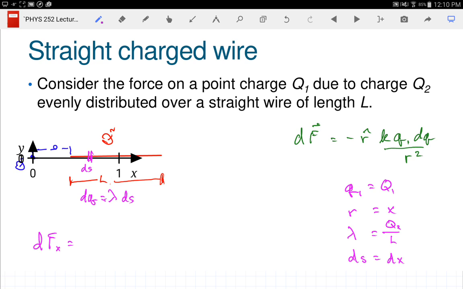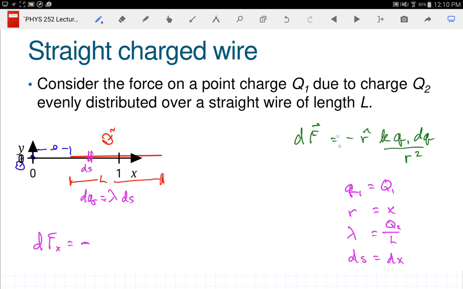Assume, if you're not given signs, assume Q1 and Q2 are both positive. If they're negative, that's going to reverse the direction. So if these are both positive, what direction should the force be from any piece of that wire on my charge? It should be in the minus x direction. So I'm just using plus as the positive x direction, minus as the negative x direction. So it should have a minus here.